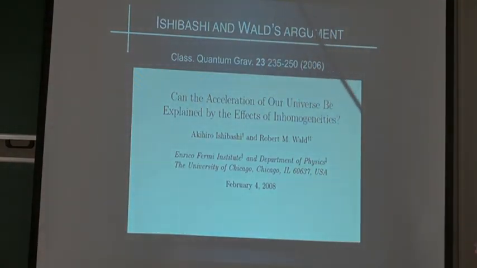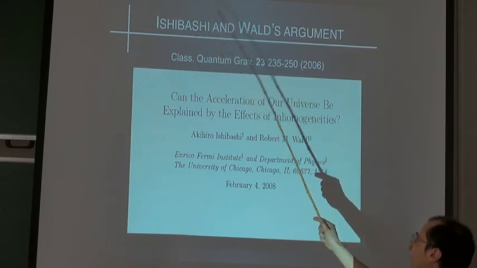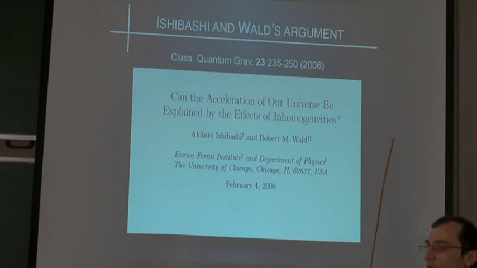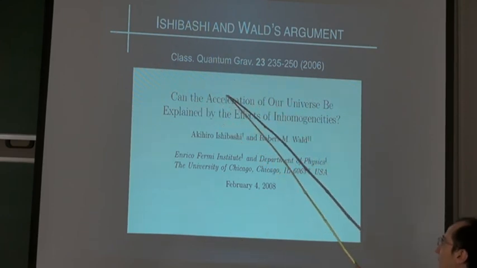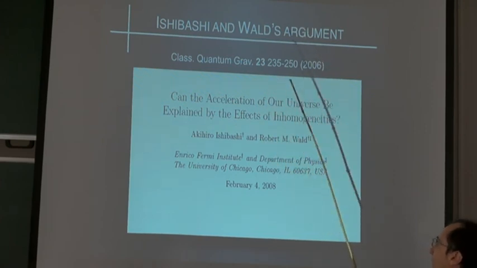Let me at the end give a comment on a very well-known paper by a known relativist, Robert Wald, and Akihiro Ishibashi. This paper, in a way, ended a very important discussion which took place between 2004 and 2006, and the question was whether we need sophisticated GR in cosmology, or whether we can understand all the inhomogeneities in the universe just by taking the Friedmann solution and doing the first and perhaps second order perturbation around it.